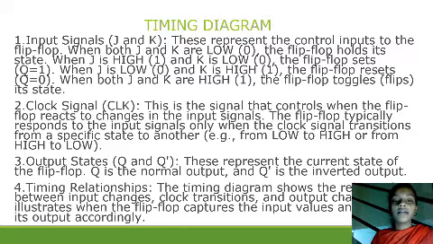Clock signal. This is the signal that controls when the flip-flop reacts to changes in the input signals. The flip-flop typically responds to the input signals only when the clock signal transitions from one specific state to another. Next, we are moving to output states Q and Q dash. This represents the current state of the flip-flop. Q is the normal output and Q dash is the inverted output. Timing relationships: the timing diagram shows the relationship between the input changes, clock transitions and output changes. It illustrates how the flip-flop captures the input values and changes its output accordingly.